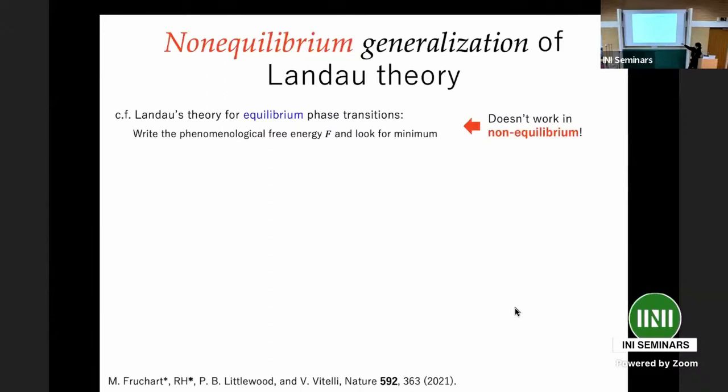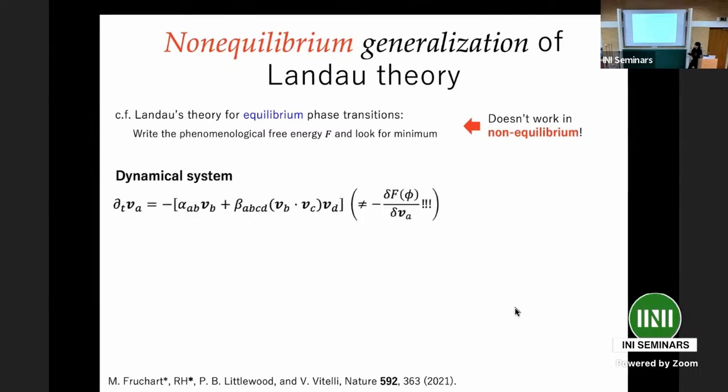Well, for the Landau theory of equilibrium phase transitions, the strategy is to write down a free energy, write down all the terms that are allowed by symmetry, and try to look for the minimum. But this does not work for non-equilibrium cases. However, even in a non-equilibrium system, we can directly write down the dynamical equations of motion that are allowed by symmetry. The essential part here is that we completely give up writing down a free energy, so it doesn't have to be a derivative of a free energy anymore. Because of this, the coefficients don't have to be symmetric anymore.